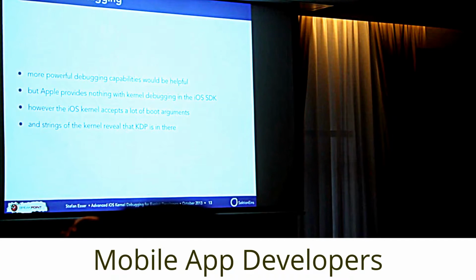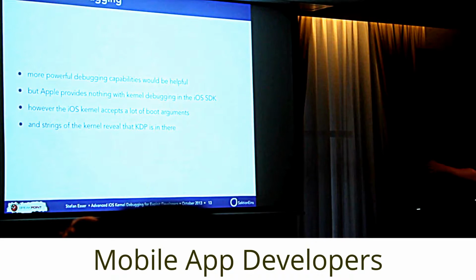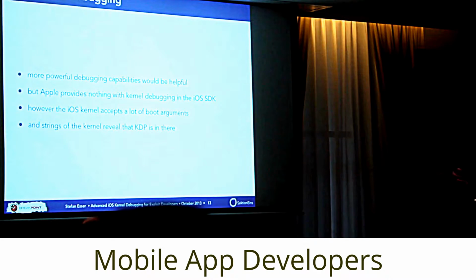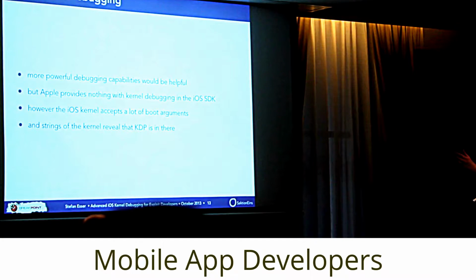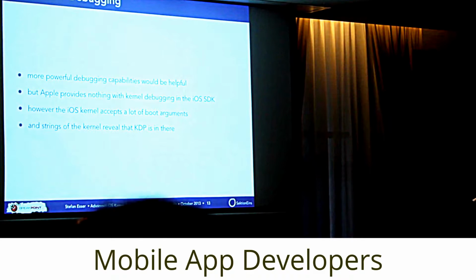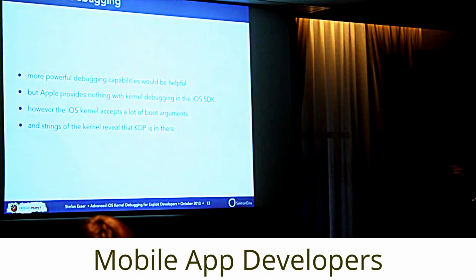It would be very helpful to have this information, but like I said before, Apple doesn't want you to use that, so there's no way to access it directly, for example, from the iOS SDK. But when you look into the actual kernel, you will see that all these strings that you are used to from maybe the Mac OS X kernel, the KDP is actually in there, and all the boot arguments that control that, like debug, are also in there.